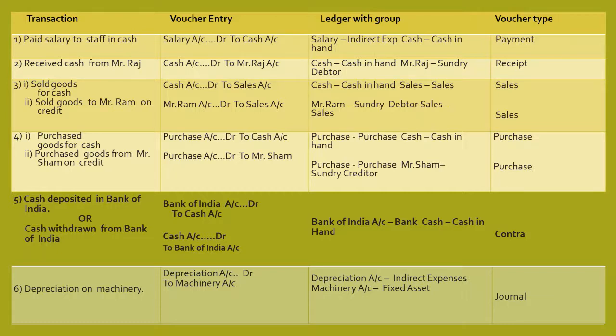Next one is depreciation on machinery. So here depreciation account is debited to machinery account, and for this, as there is an adjustment with the fixed asset on credit, that's why journal voucher type is used. So these are certain examples, and we have seen how the voucher type is selected as per the transaction.